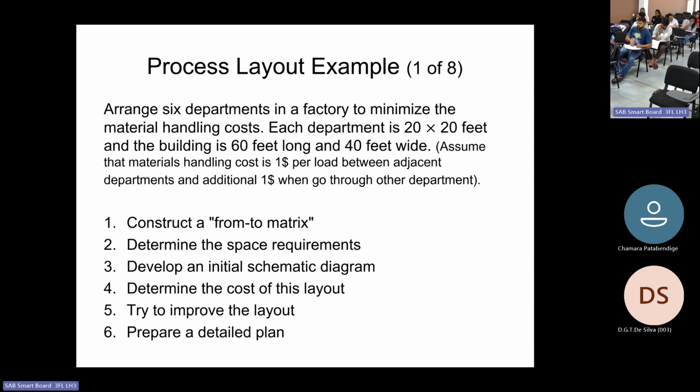So we need an initial schematic diagram. Clear? Now we start to improve it. This is the initial layout plan we are going to have: 1, 2, 3, 4, 5, like that. Knowing the rational basis, we randomly put it there.